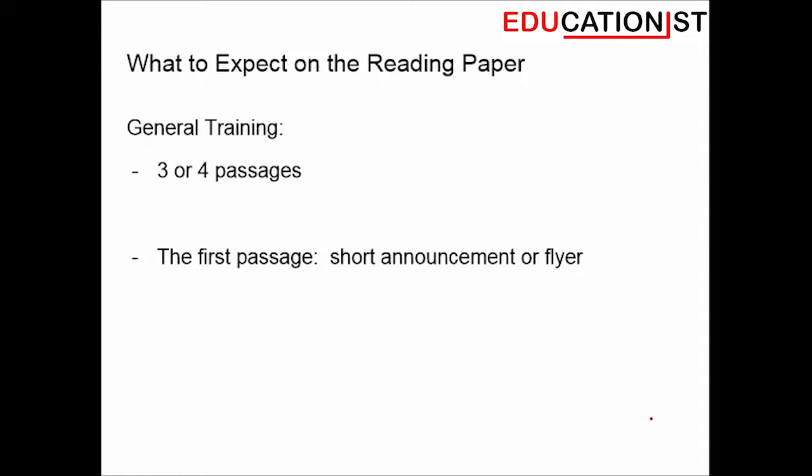Okay, so the first passage on the general training exam is a short announcement or flyer. A flyer is like something somebody would hand you on the street to give you information, maybe about a new restaurant opening up, or maybe some public information that everybody needs to know. Okay, so it's very short and simple, really a daily life kind of topic that you can expect for the first passage.